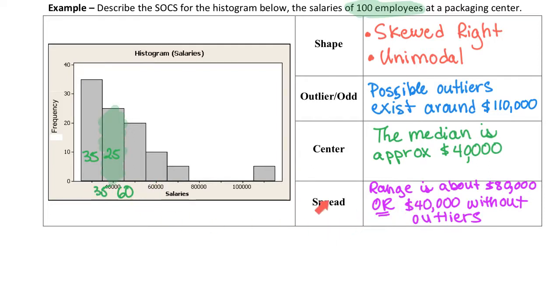So I really don't want to know what these top executives are making because maybe I don't want to be a top executive. I want to know that my range of salary is going to be about $40,000. This would be a little bit misleading if you give that information alone. So you want to give both of them, the range with the outliers and without.